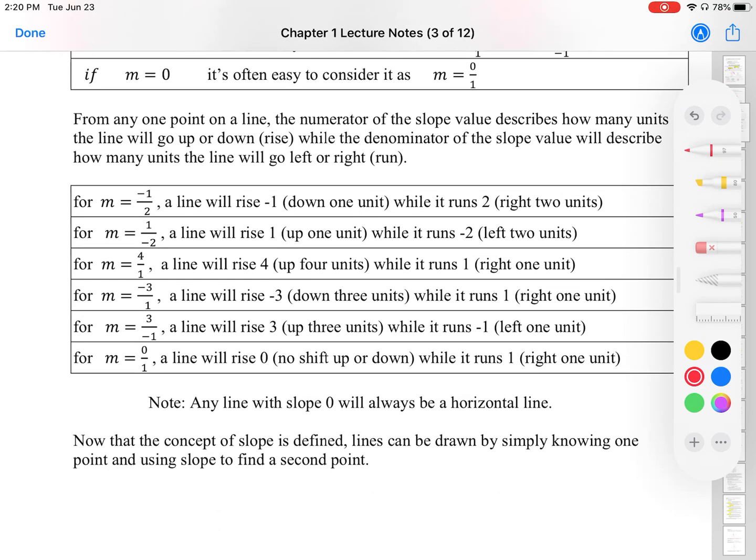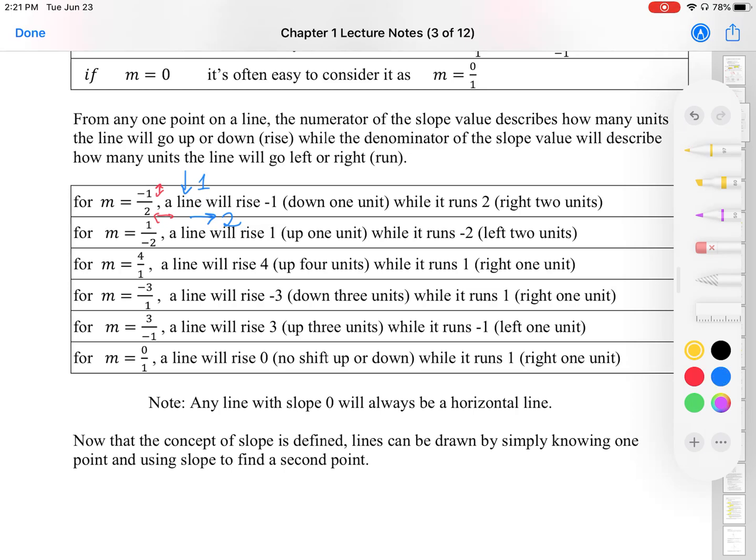From any one point of a line, the numerator of a slope value describes how many units the line will go up or down, while the denominator of the slope value will describe how many units the line will go left to right. So let's take a look at our examples. If I have -1 over 2, remember, up and down, left to right. If I have a negative, then I know I'm going to go down 1 unit. If I have a positive, then I'm going to go to the right 2. So your rise, -1, down 1 unit, while it runs 2 units right.